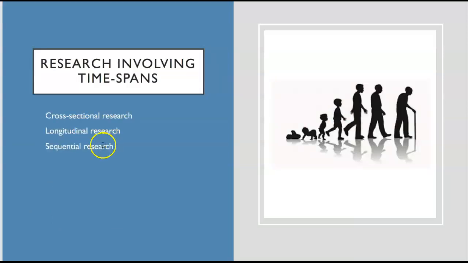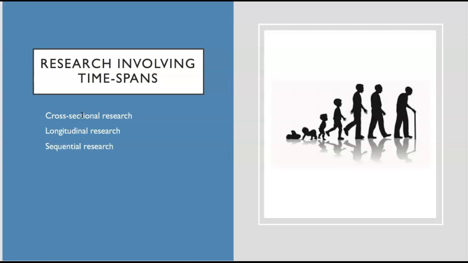Now, there are some specific types of research that are done when it comes to developmental psychology. Because we are looking at changes that occur across the lifespan, we can do cross-sectional research, and this is where we observe individuals of different age groups at the same point in time. This can be very appropriate if we needed to find information out quickly.